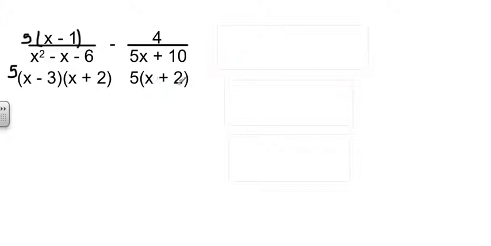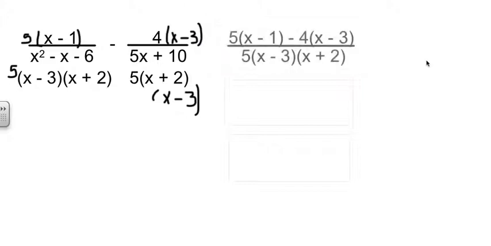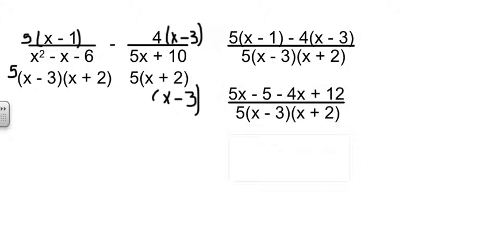What's missing over here that's on the left is an x minus 3. So I'm going to give this one an x minus 3 and also to the top. And that's what I've done on this step. I've put the 5 with the first part and the x minus 3 with the second part. Now it's distributing time, and here's the mistake that people tend to make. Right there. That's the one that people tend to make the mistake on.